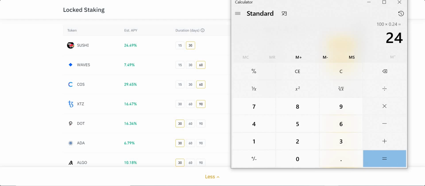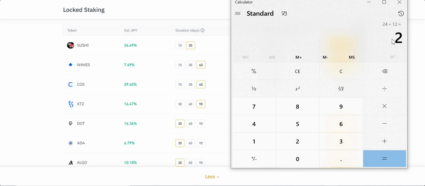So 30 days is essentially 1/12 of a year. 12 months in a year, average of 30 days in a month. So 30 days is 1/12 of a year. So what I do is I take the annual percentage yield and divide it by 12. So I divide that by 12. 2. So for every 100 sushi I deposit, every 30 days, I will get on average 2 free sushi.